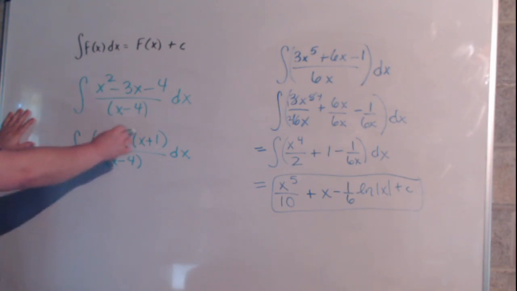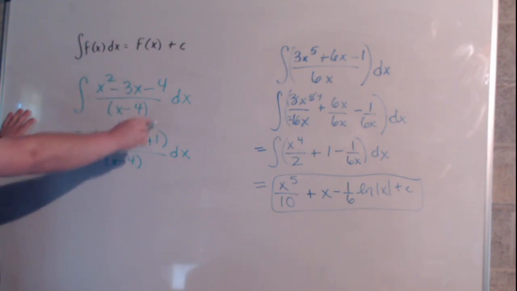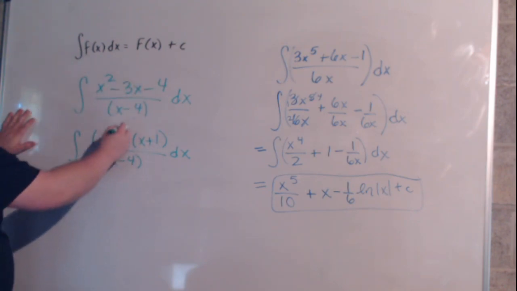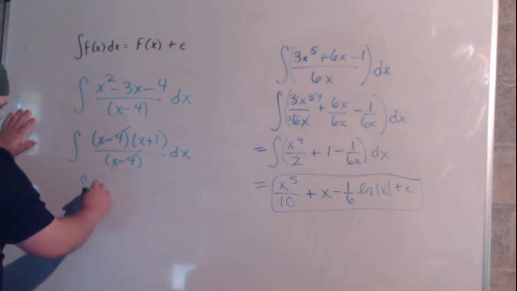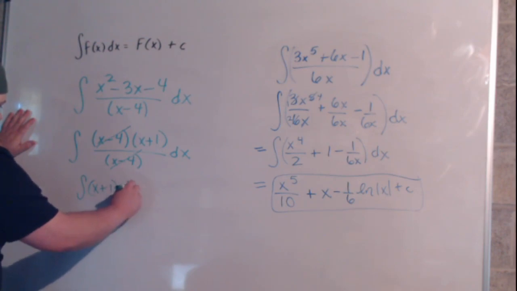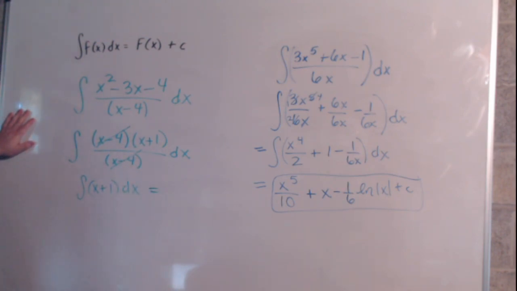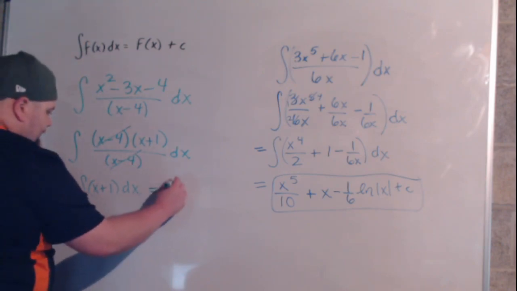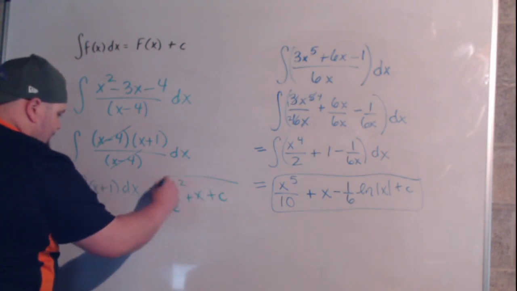Check. That's x squared plus x minus 4x, that's minus 3x minus 4. That looks good. That means I can get rid of those. And now I just have the integral of x plus 1 dx. And that's easy. That's x squared over 2 plus x plus c.